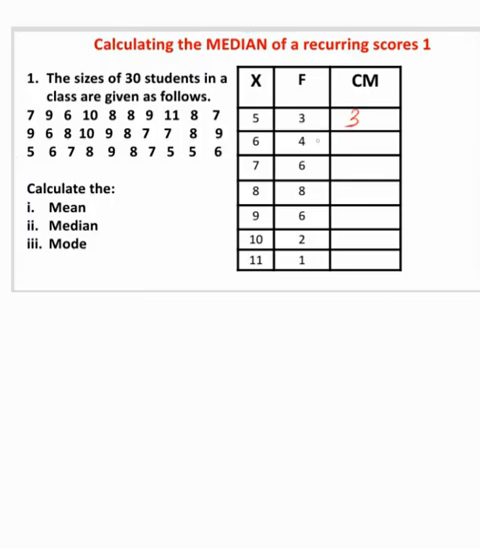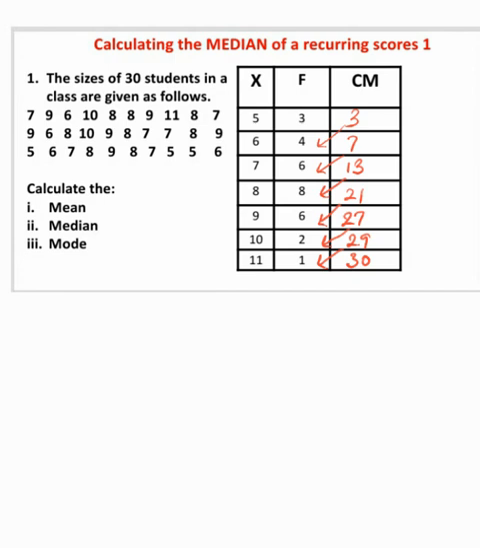We have 3. We add this 3 to the next frequency. We have 7. 7 to the next frequency, we're going to have 13. 13 to the next frequency, we're going to have 21. 21 to the next frequency, we're going to have 27. 27 to the next frequency, we're going to have 29. And 29 to the next frequency, we're going to have 30.